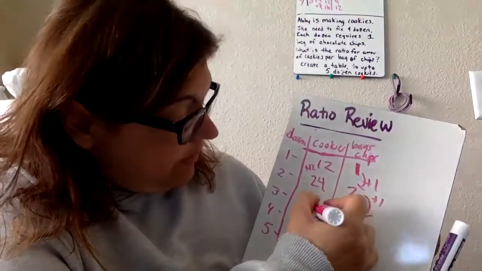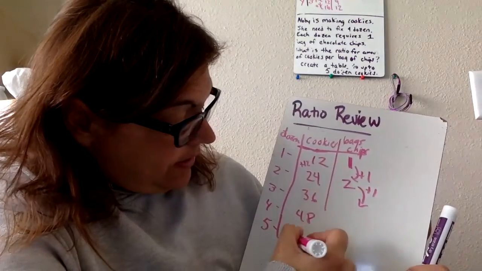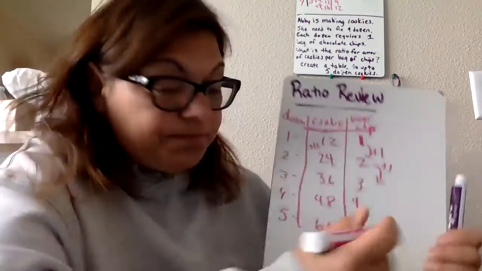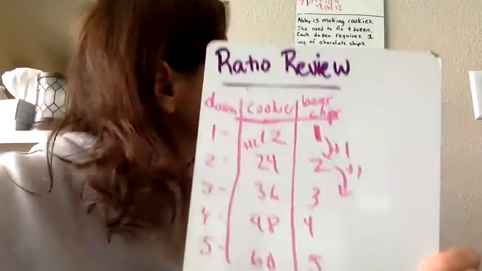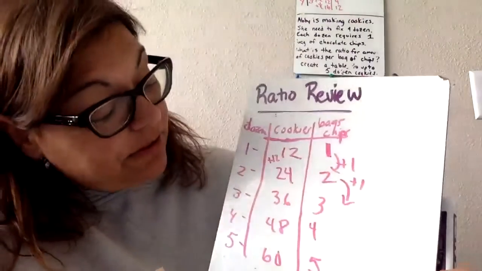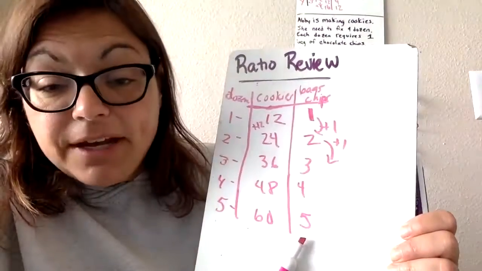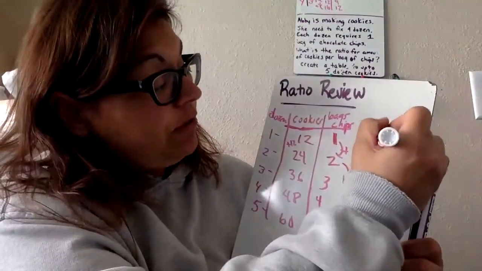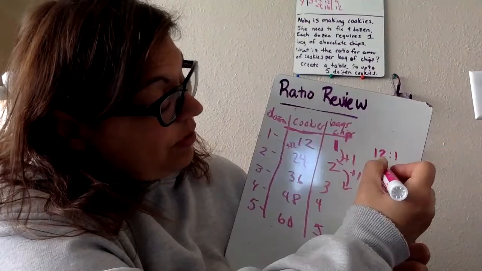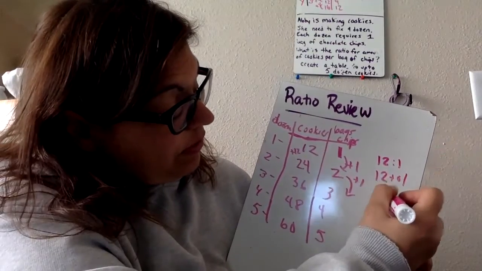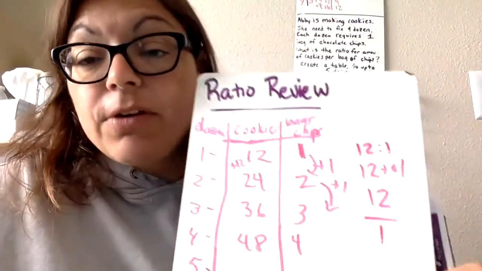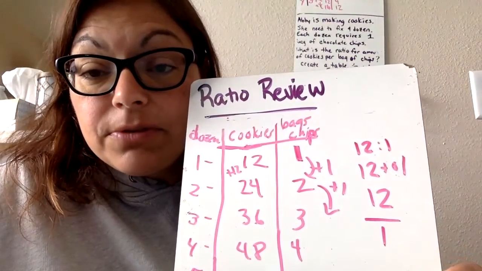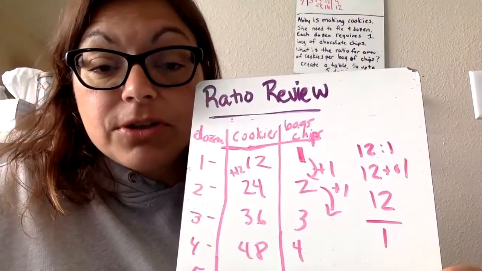So 36, 48, 60, and here 3, 4, and 5. So our ratio for up to 5 dozen cookies: we would need 5 bags of chips, and she would make 60 cookies with our 5 dozen. So our ratio here would be 12 to 1, or 12 colon 1, or 12 over 1. For every dozen, or for every 12 cookies, she needs 1 bag of chips. Those are going to be good tasting chocolate chip cookies too.